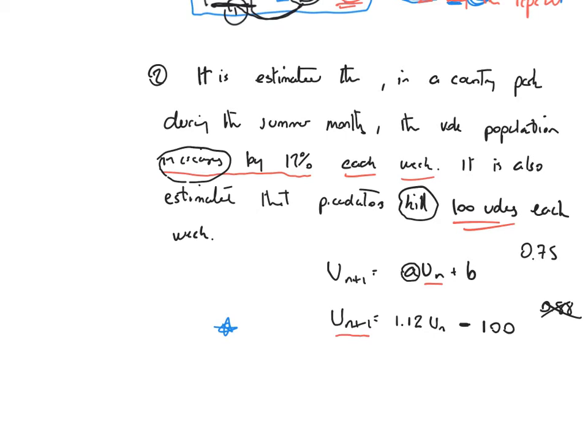Okay. So the recurrence solution this time is Un+1 equals 1.12 Un minus 100. So we're starting with the amount of voles from last week. That increases by 12%. You've now got 112%. But the subtraction is the fact that they've been killed. And that's 100. Un+1 equals 1.12 Un minus 100.